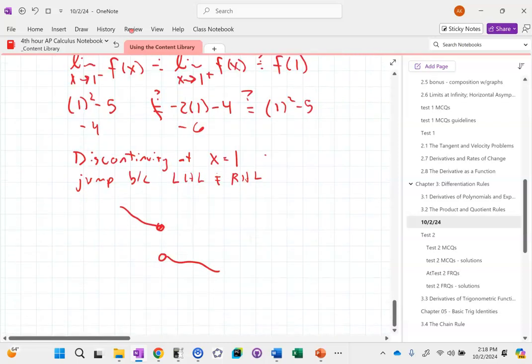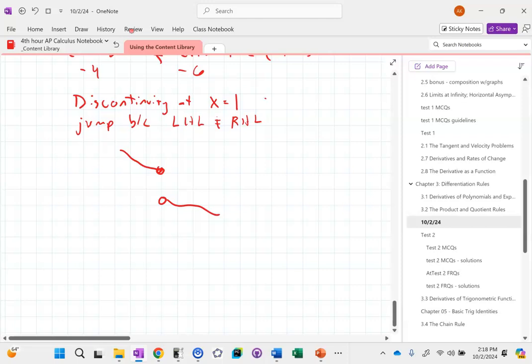Now we need to check at 2. That's the other possibility. So we'll do the same thing. We'll do the limit as x approaches 2 from the right, and see if that equals the limit as x approaches 2 from the left, and then see if that equals f of 2.